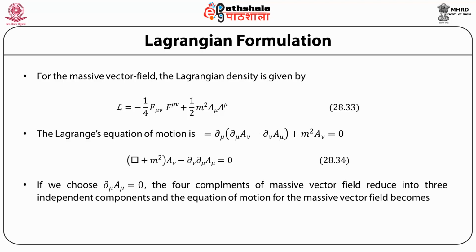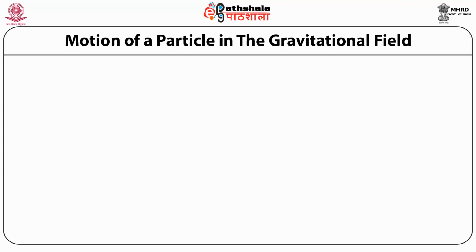If we choose del mu A mu equals 0, the 4 components of the massive vector field reduce to 3 independent components, and the equation of motion for the massive vector field becomes D'Alembert operator plus m square acting on A nu equals 0. Next we discuss the motion of a particle in the gravitational field.